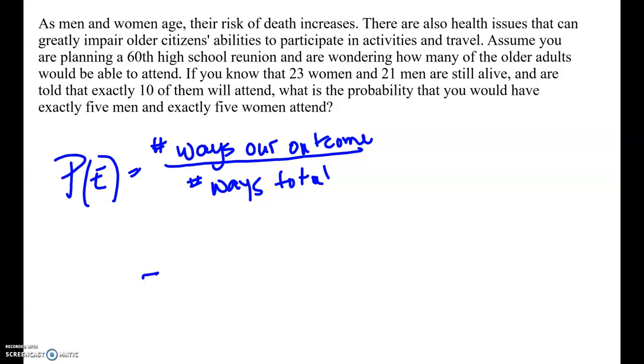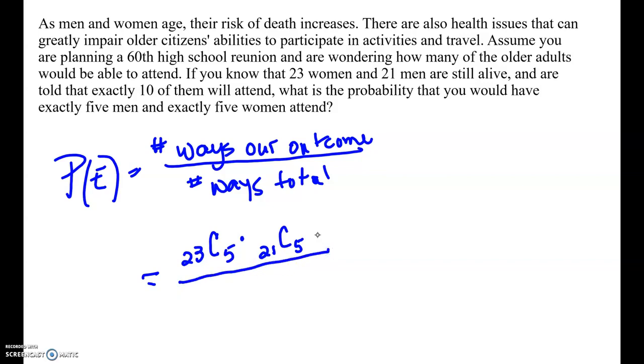So for us, we would say we want out of the 23 women, 5 of them. That's going to tell me how many ways I can get 5 women from the 23 that I have. For the men, it would be 21 choose 5. So that's how many ways I can get 5 men from that group of 21. The fundamental counting principle says if I have a certain number of ways to do the first thing and a certain number of ways to do the second thing, I multiply those together and that gives me the total ways to do it. All right, so that's the top part.